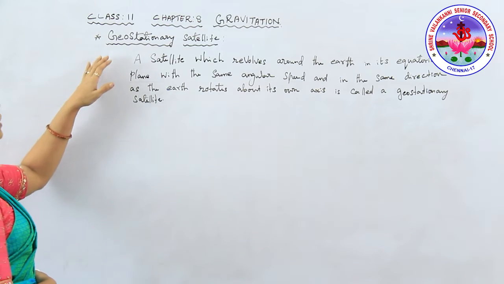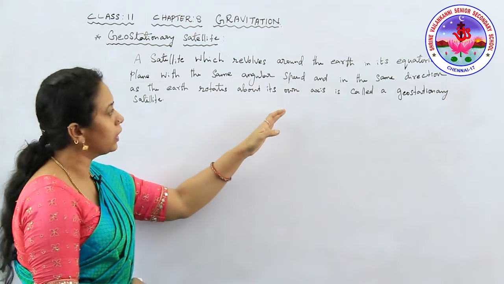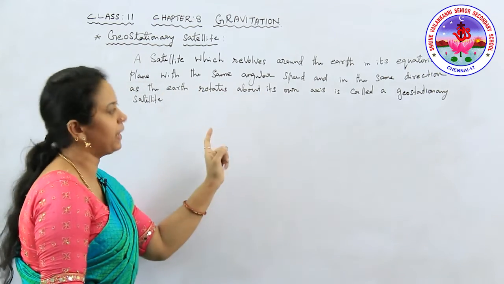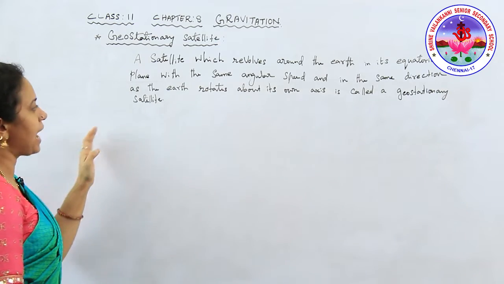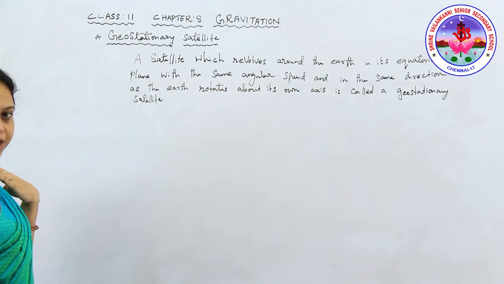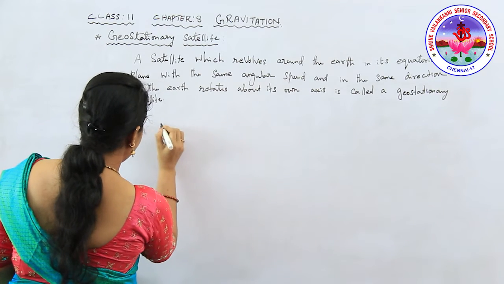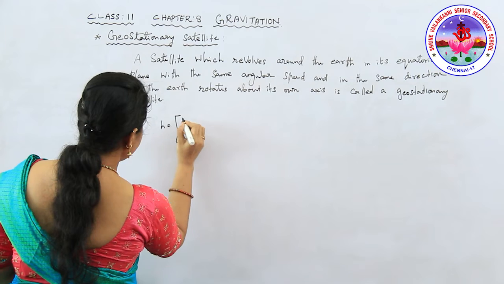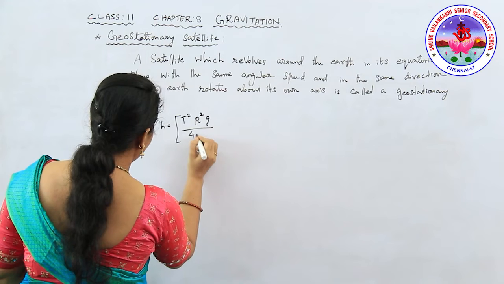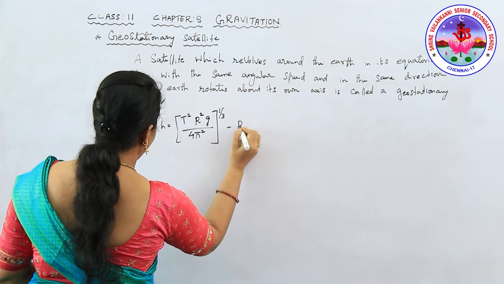Yes, children. Geostationary satellite: a satellite which revolves around the earth in its equatorial plane with the same angular speed and in the same direction as the earth rotates on its axis. We can call it a geostationary satellite. The height h is equal to (T² R² g / 4π²)^(1/3) minus R.